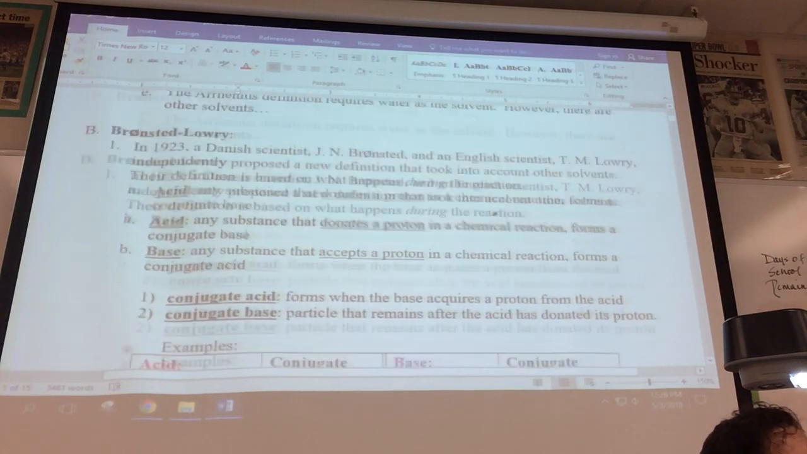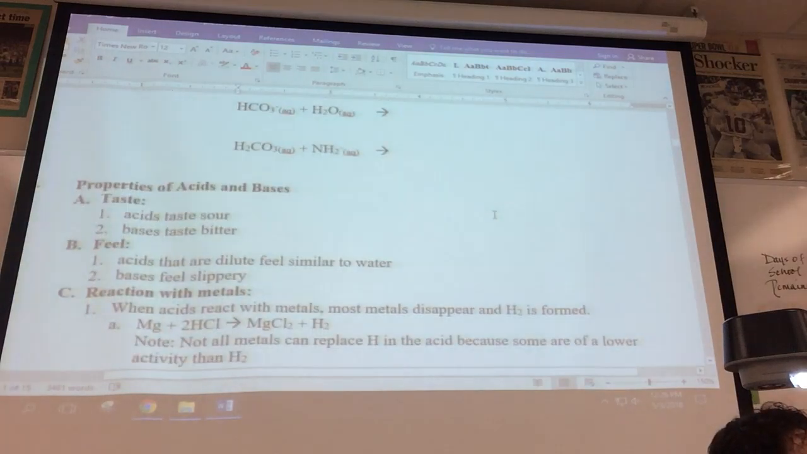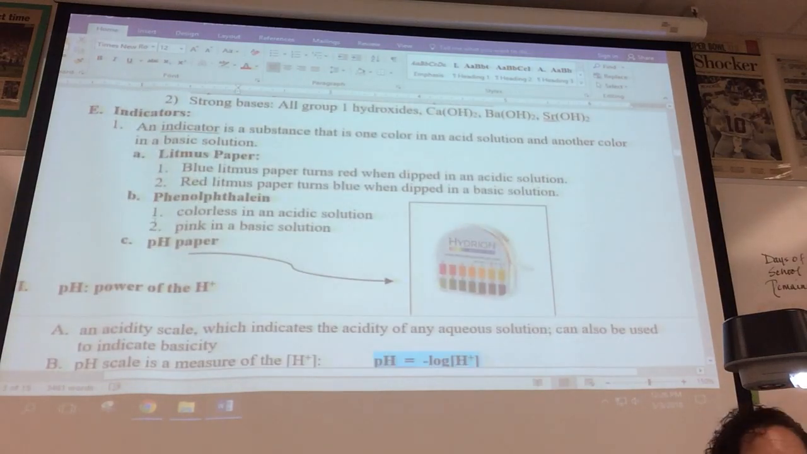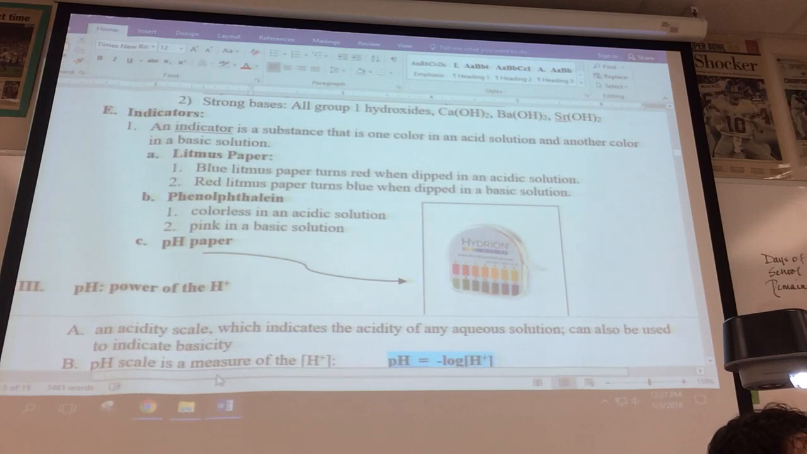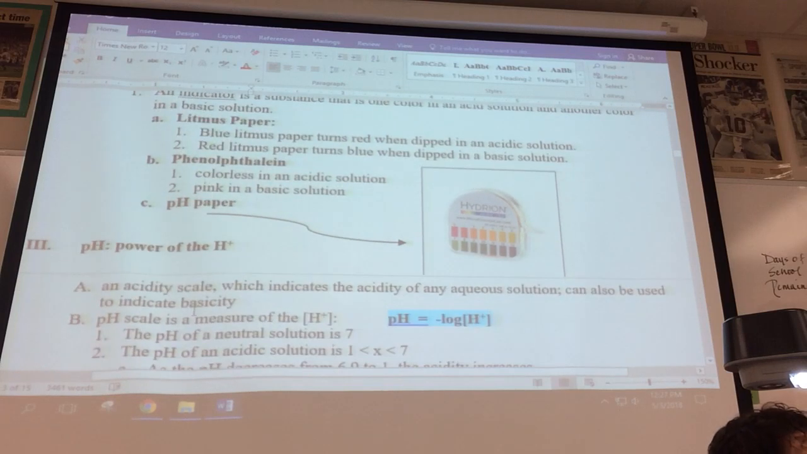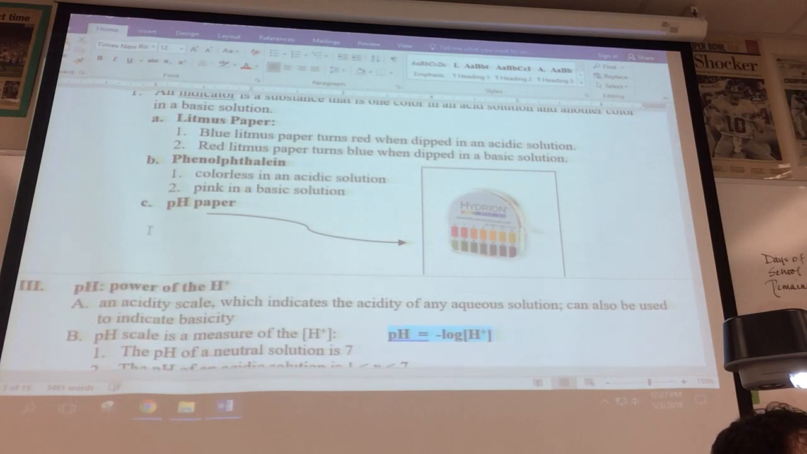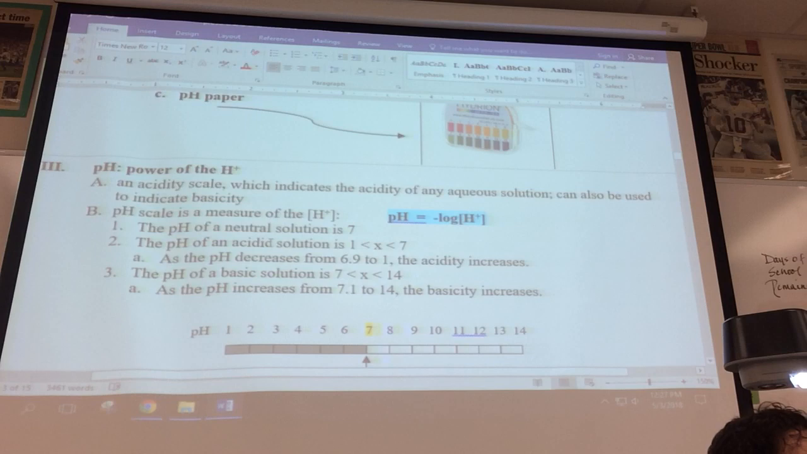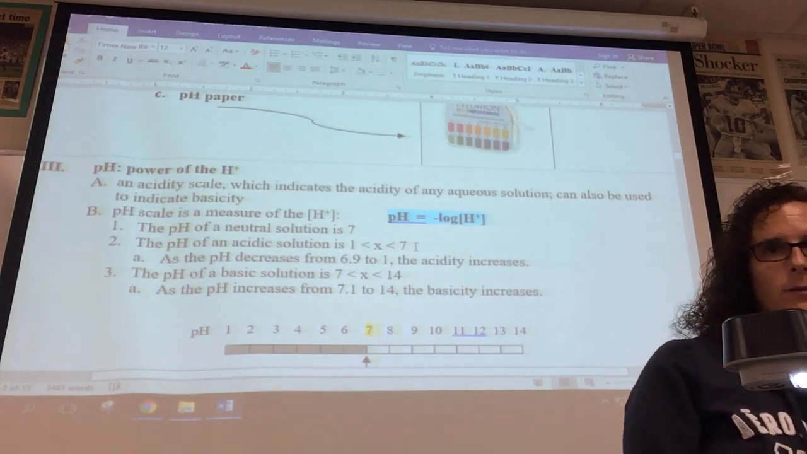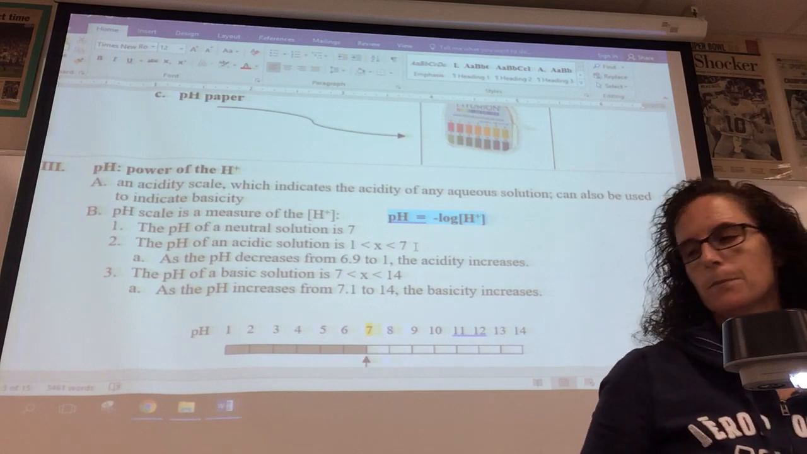Questions in regard to any of the definitions or properties? And then phenolphthalein, I can pull up a picture of that. We've done that in the lab previously at the advanced level, and it's something you'll be taking a look at. Next time we will get into pH, which is the power of the proton, and we'll talk about pH in regard to calculating it as well as interpreting it. Questions here? You're good? Okay.